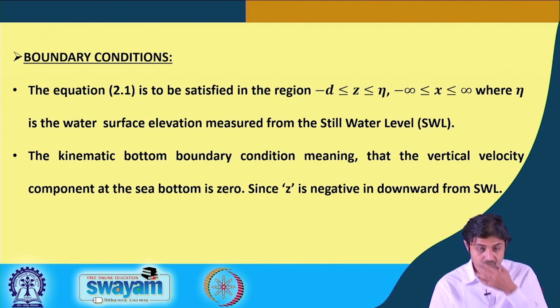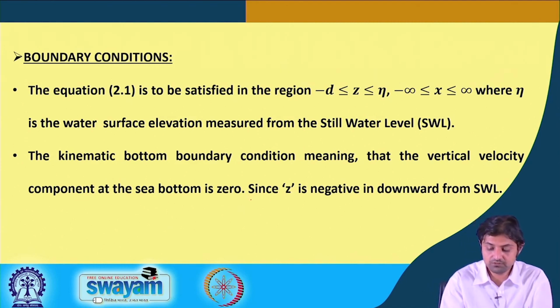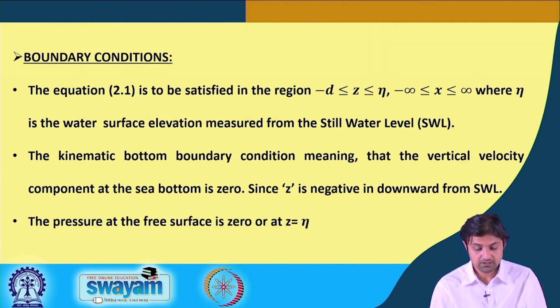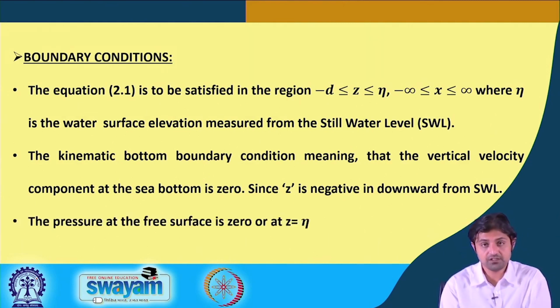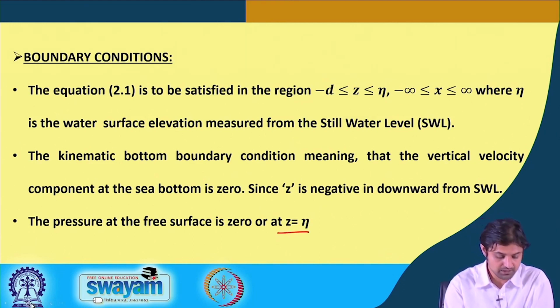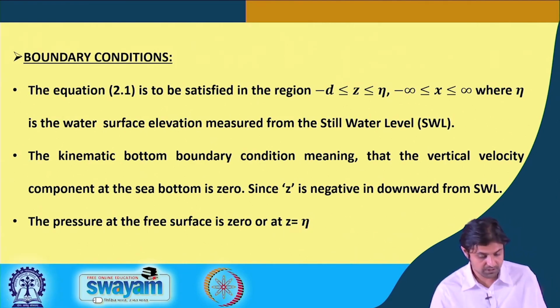All right. The kinematic boundary condition, meaning that the vertical velocity component at the sea bottom is 0, right, because at the sea bottom we have already seen that W should be 0. This is one of the conditions, and the pressure at free surface is 0, atmospheric pressure, but we have assumed it to be gauge pressure, p is equal to 0 at z is equal to eta. These are the boundary conditions.